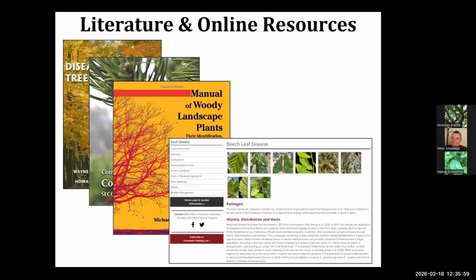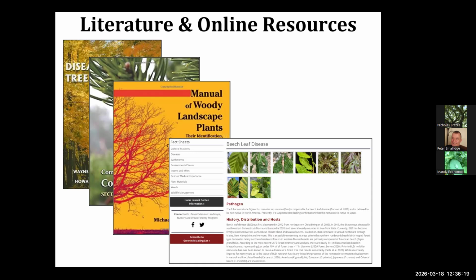And then, extension fact sheets. Cornell has a lot of great fact sheets. I try to keep my fact sheets up to date. That's one thing I do during the winter. So there's a lot of great university fact sheets out there. You're going to be hearing about beach leaf disease next month from Kelsey McLaughlin with New York DEC. So that's definitely something you'll want to tune in for.